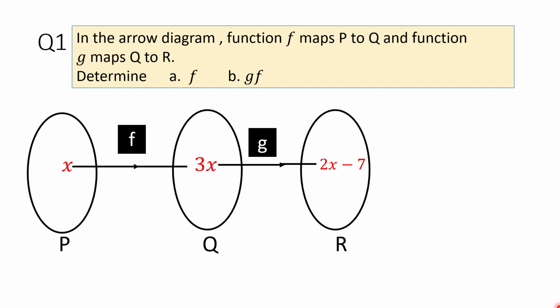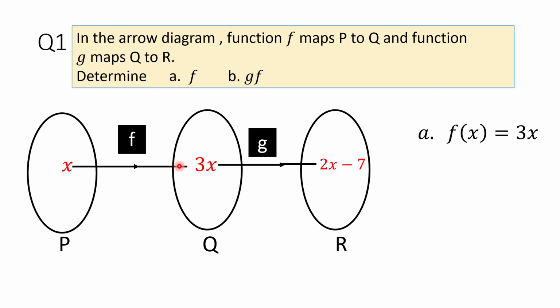Question 1. In the diagram, function f maps P to Q and function g maps Q to R. Determine the function f. If you look at the diagram given, x maps to 3x under the function f. Therefore, it can be written as f(x) equals 3x.